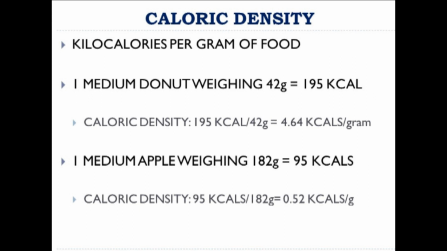Let's compare that to the apple. 182 grams, 95 calories. If we do the caloric density, 95 calories divided by 182, we get 0.52 calories per gram. We can clearly see that the unprocessed fruit contains significantly fewer calories per weight. And this is really typically seen in all vegetables and fruits, and is a lesson for us, right? When we want to understand, where are the calories coming from? Well, they're coming from the processed foods that have significant amounts of calories per individual weight.